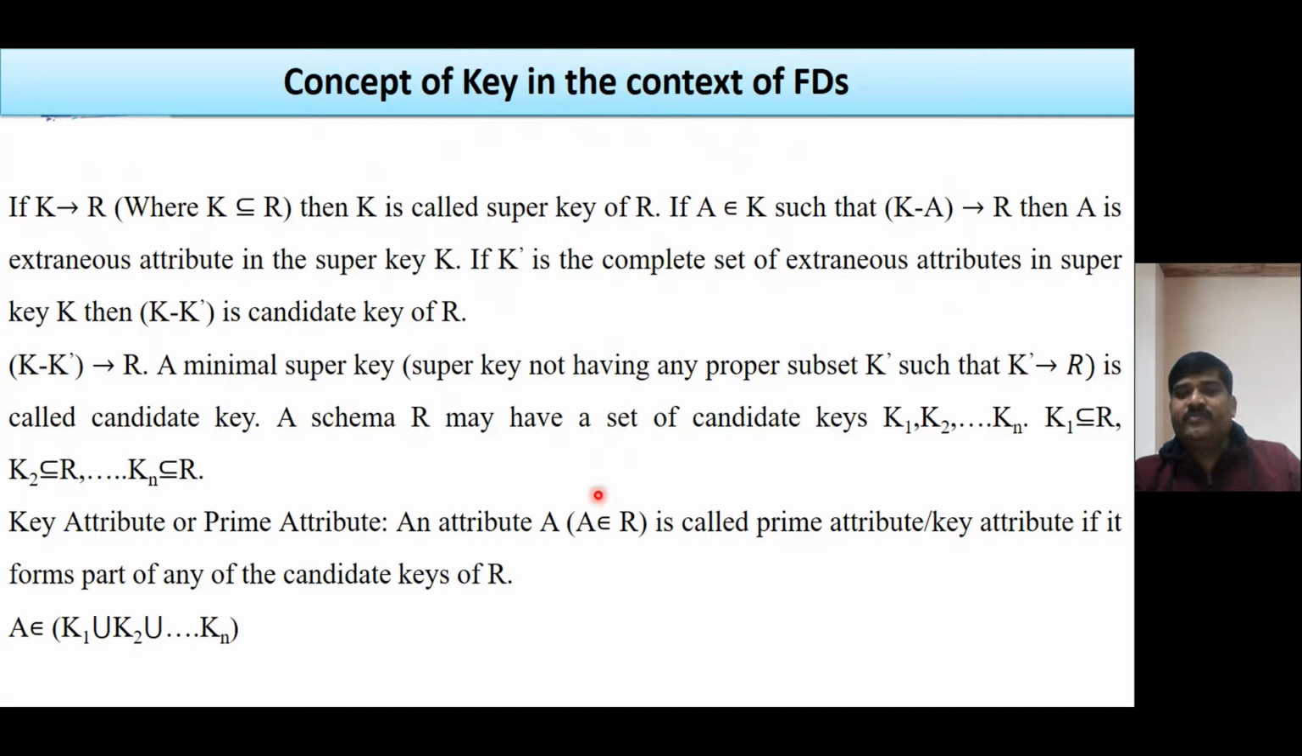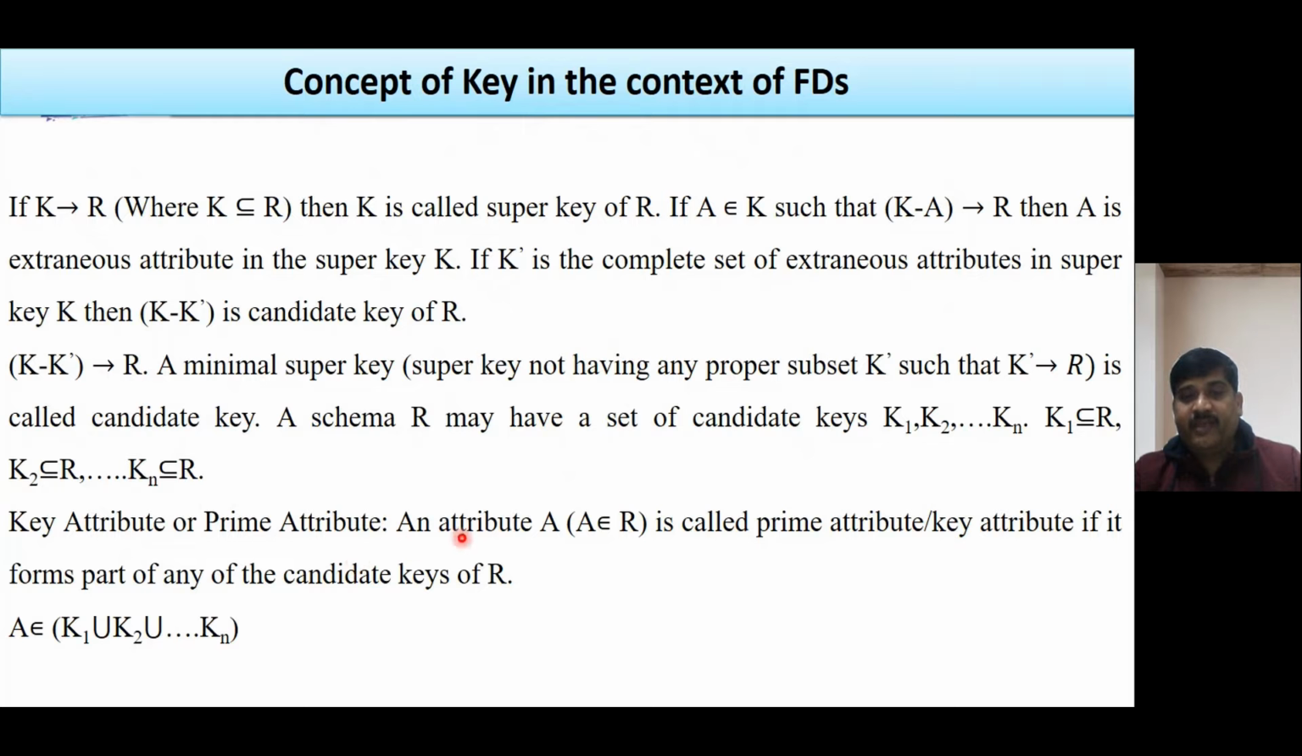And let us assume there are multiple candidate keys on R, K1, K2, Kn. And K1 is also a subset or equal to R, K2 is a subset or equal to R, and Kn is a subset or equal to R. Then what do you mean by key attribute or prime attribute? And what do you mean by non-prime attribute or non-key attribute? These terminologies are also very important for the second normalization or second normal form.